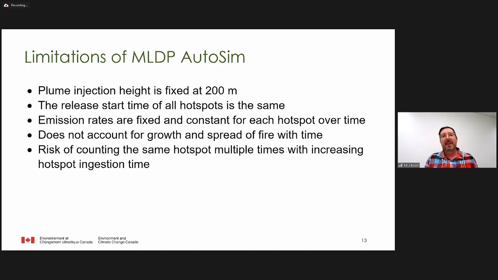There's 5 main limitations of MLDP AutoSim. The first is that the plume injection height is fixed at 200 meters, even though many large forest fires have plume heights much higher than that. Second, the release start time of all hotspots is the same, even though the hotspots are detected at up to 48 hours prior to runtime. Third, the emissions rates are fixed and constant for each hotspot over time, and it does not account for the growth and spread of forest fires over time. There's also a risk of counting the same hotspot more than once with increasing hotspot ingestion time.